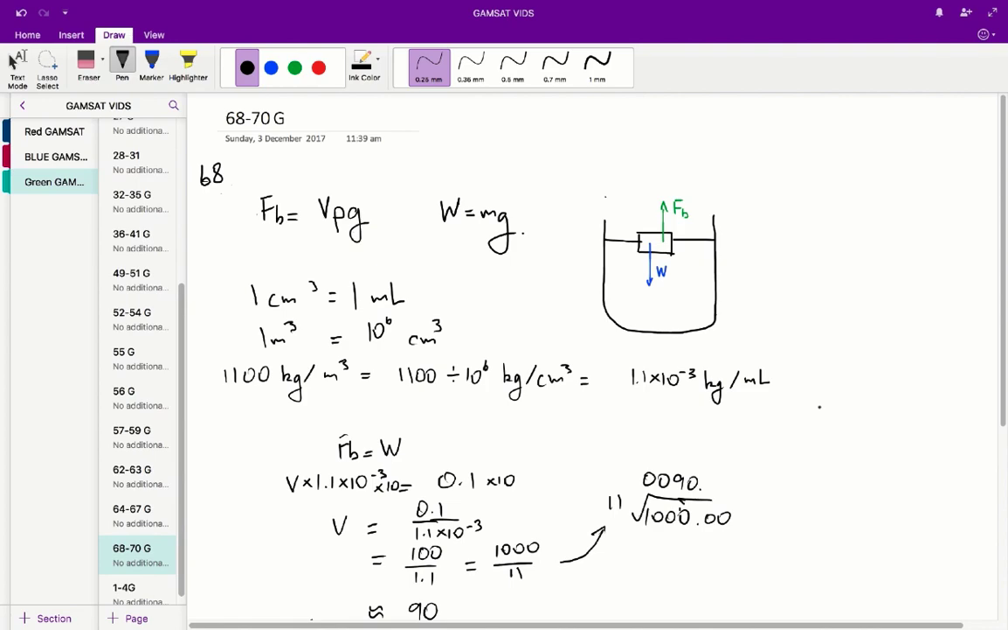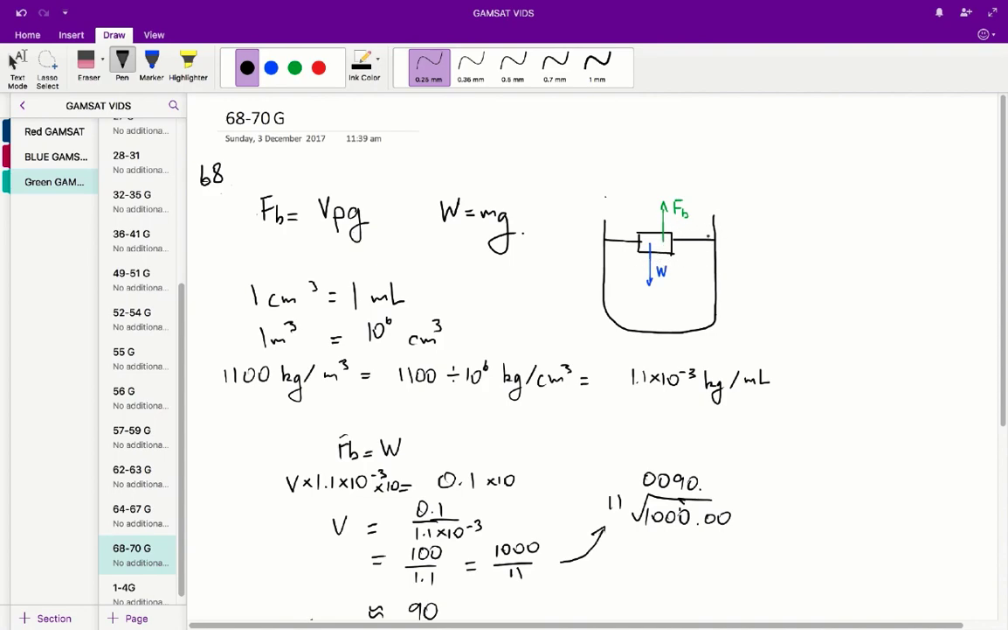Question 68. After the ice was placed in the brine solution, before any of it had melted, the level of the brine solution was closest to. So what we essentially have here is an object that's floating in water, in this case a brine solution, and we've got to figure out how much the volume will increase by.